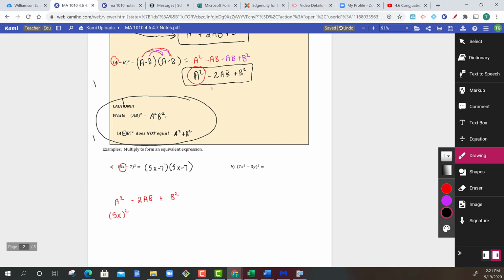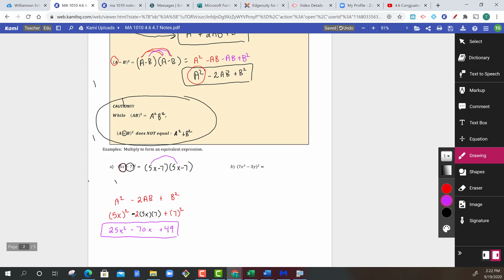In the middle, we are multiplying -2 times A times B. So A is 5x and B is -7. Or B is actually just 7 because the negative is already incorporated into this formula. And then plus B squared. So plus 7 squared. It doesn't really matter if you put +7 or -7 there, because either way, if you square a number, you get a positive answer. So our answer here is 25x squared minus 70x plus 49.